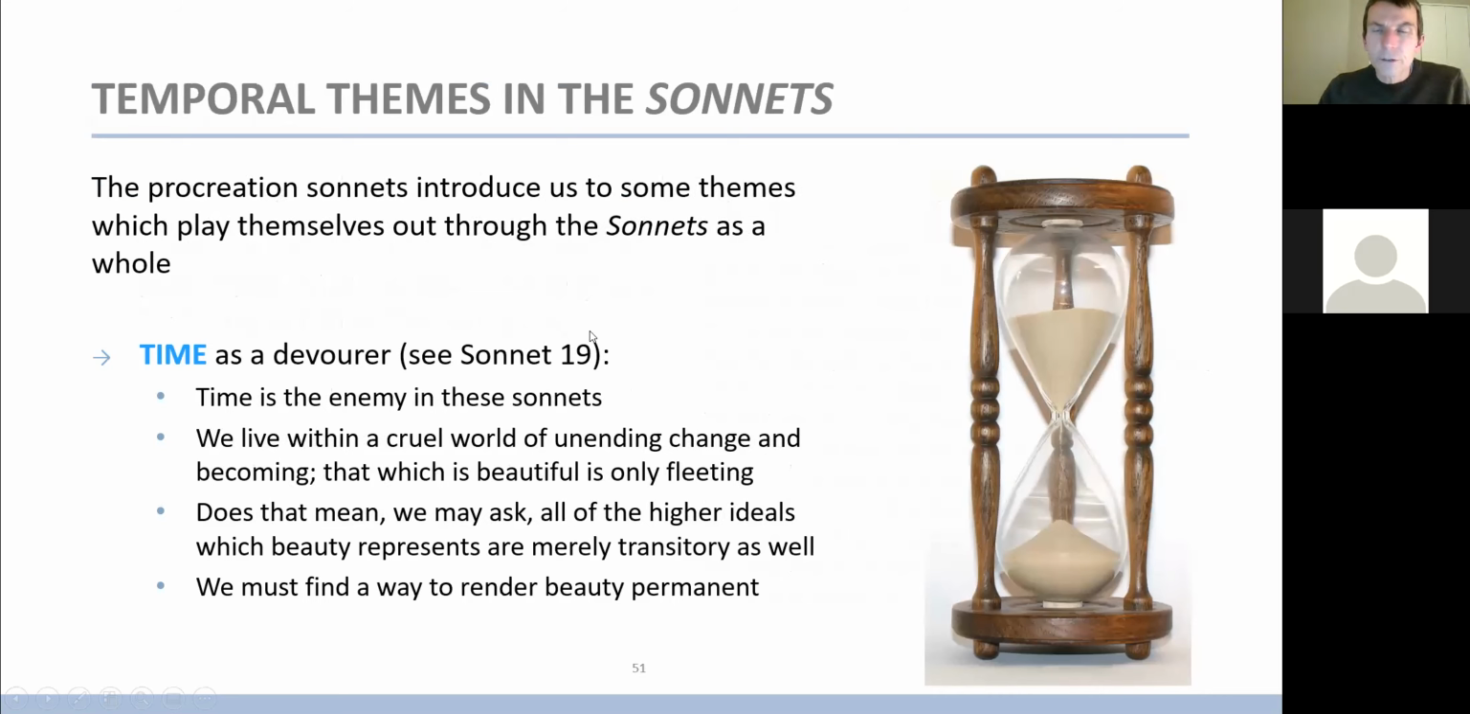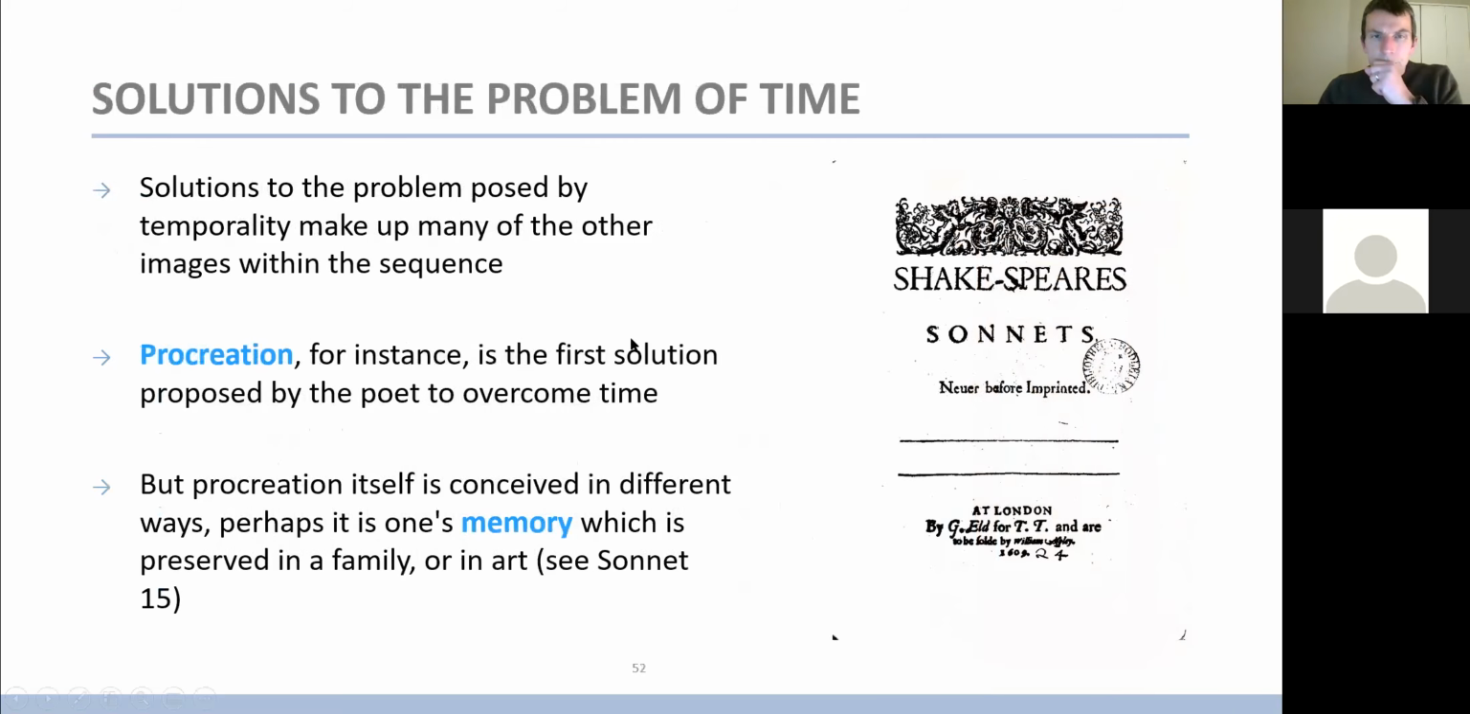So it introduces us to this notion of time as a devourer. Time is the enemy that needs to be somehow battled, and we need to find a solution to the problem of time. The solutions to the problem of time posed by temporality are a lot of images of time's scythe throughout the poem, of time cutting down the wheat, etc. And procreation is the first solution, but procreation itself is conceived in different ways.